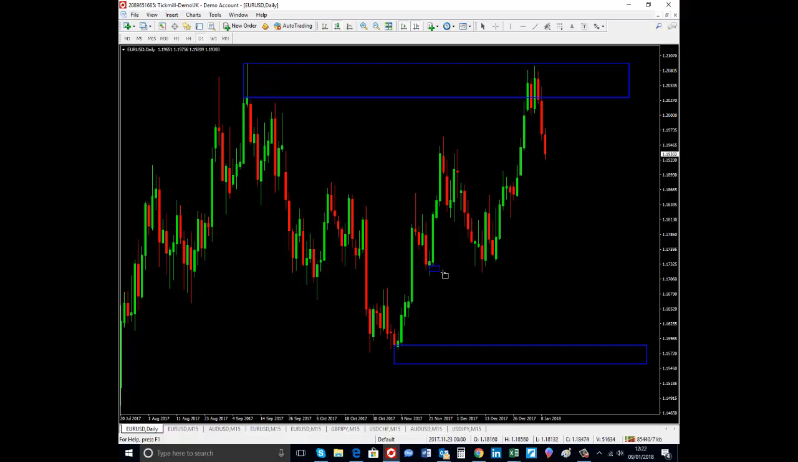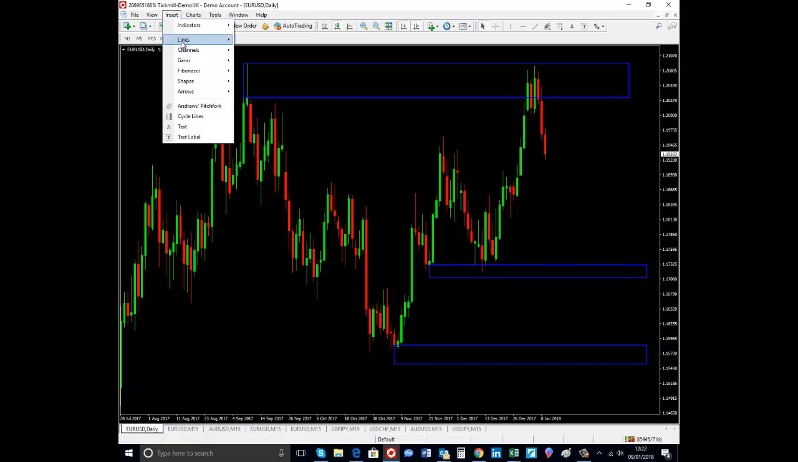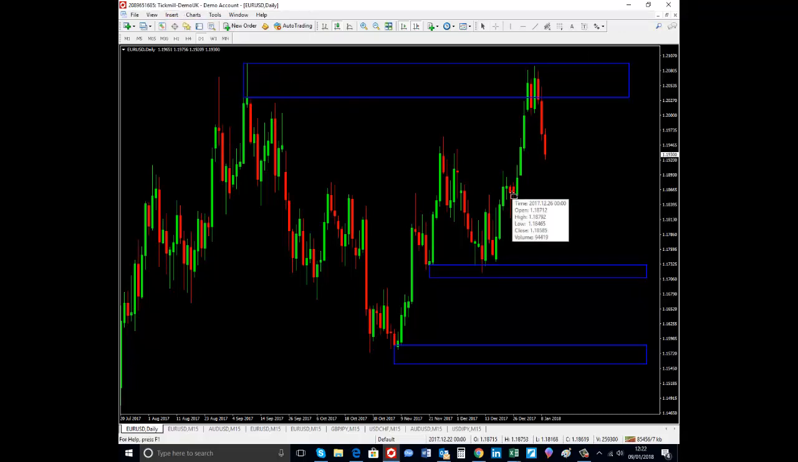I'm going to put another level in here at this wick. And then I've got one more here that I can see. So shapes, rectangle, and I'm going to take this wick here as well. Right, so these are the levels that I can see where the orders are currently sitting in the market.